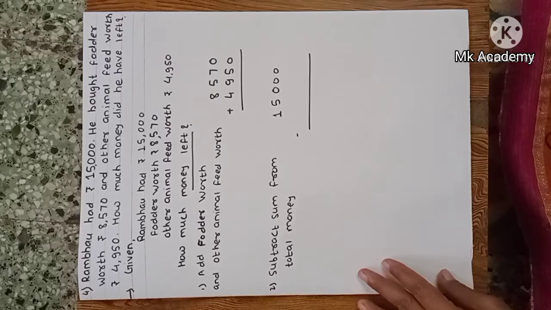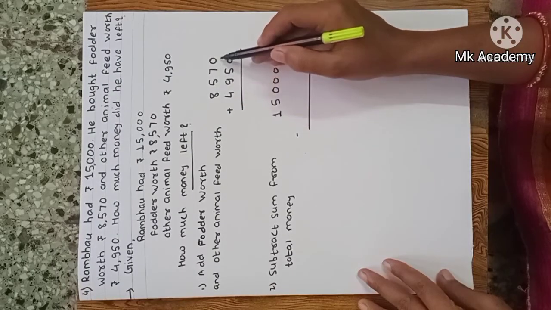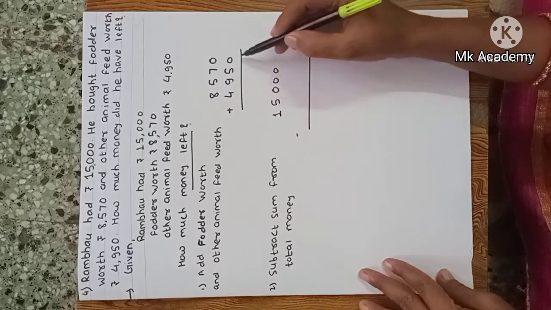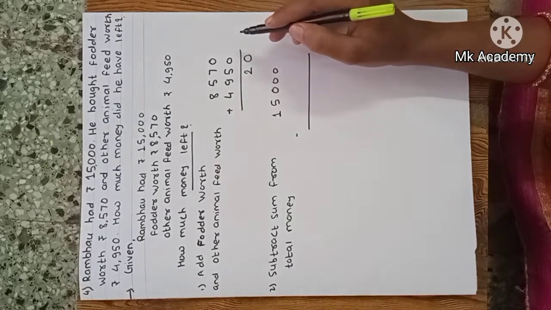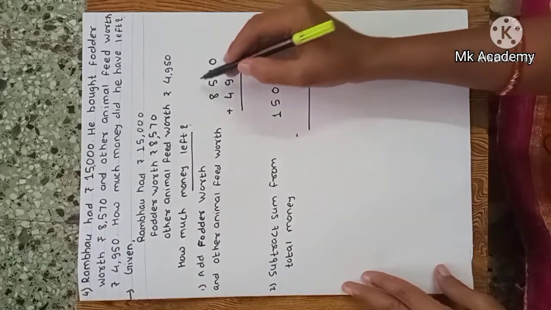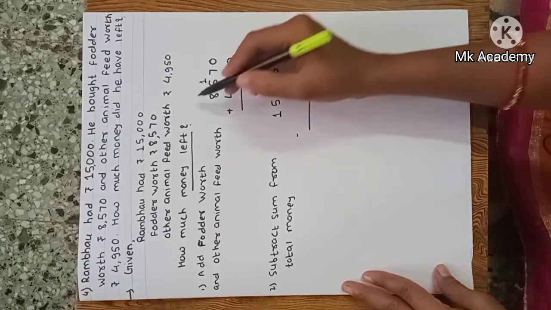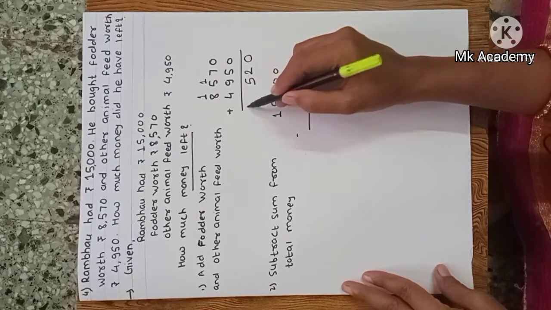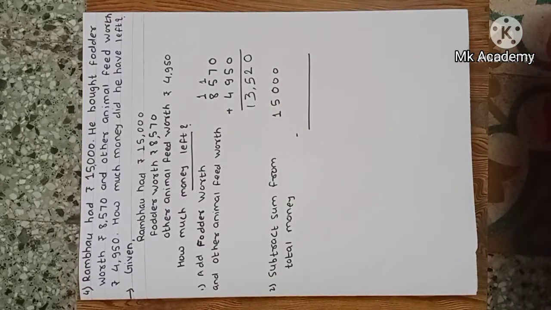Then we first add fodder worth and other animal feed worth. Fodder worth is 8,570 and other animal feed worth is 4,950. Now we add this. 0 plus 0, 0. 7 plus 5, 12. Carry 1. Now this 1 plus 5 plus 9, 15. Carry 1. 8 and 4, 12, and carry 1, 13. This means we get 13,520. Now subtract this sum.